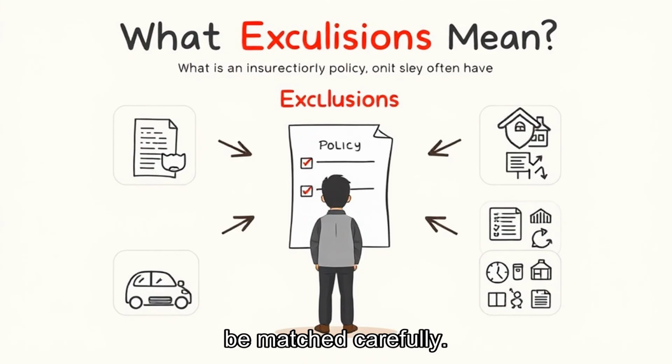Exclusions often have exceptions. The process works because a policy may exclude one thing but restore limited coverage under certain conditions. You can see it when water damage is excluded for seepage but covered for a sudden pipe burst. This matters because reading only the heading can mislead.